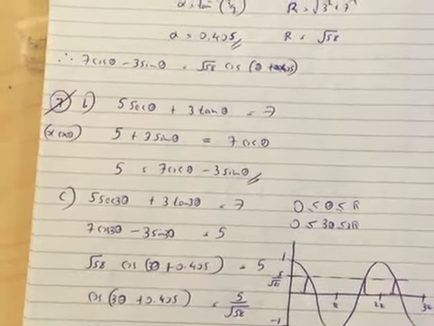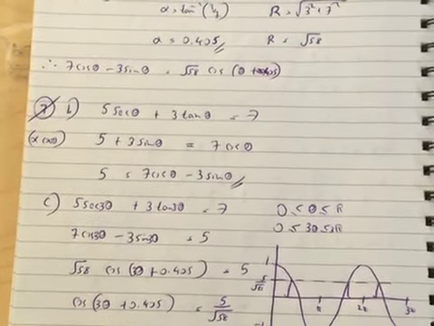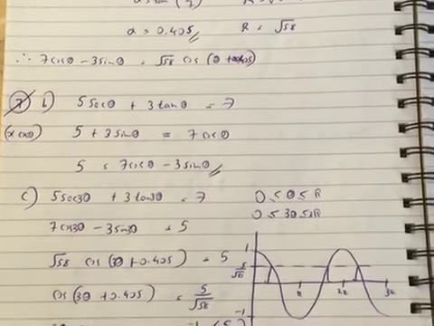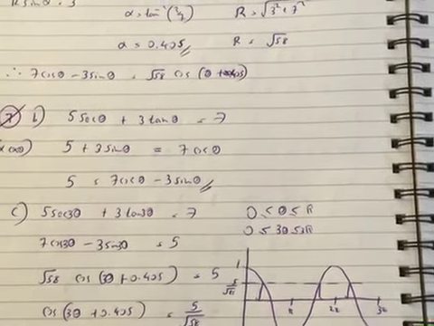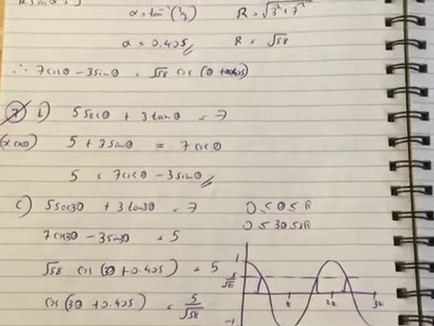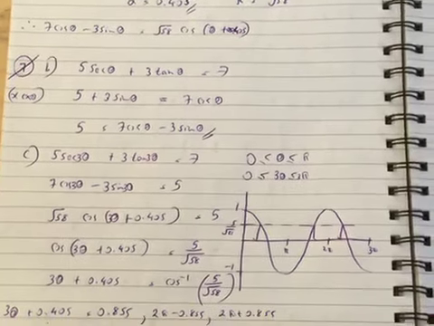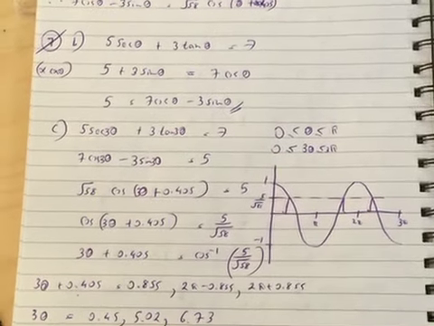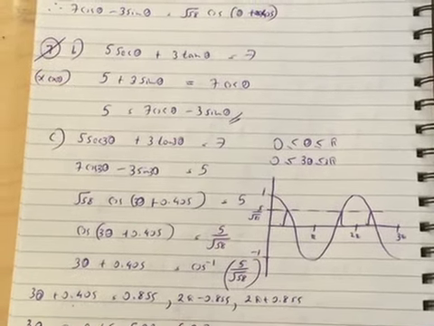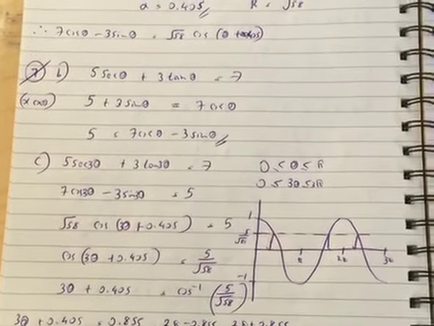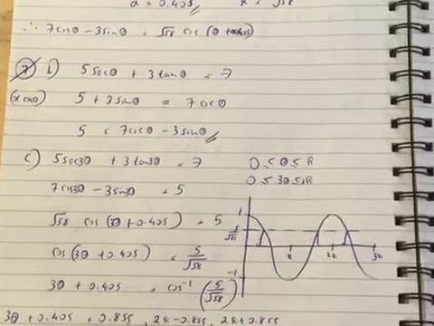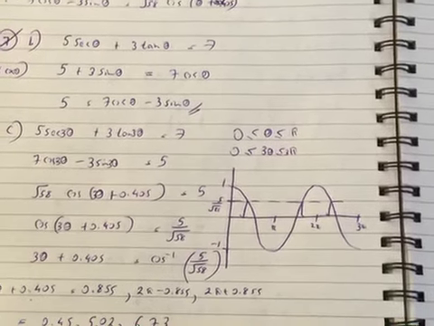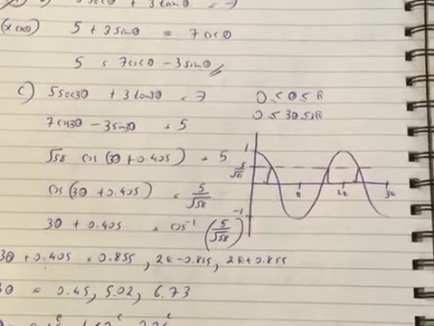And for the proof question, it's very simple. 5 sec theta plus 3 tan theta equals 7. If you multiply everything by cos theta, you get 5 plus 3 sin theta equals 7 cos theta. So 5 equals 7 cos theta minus 3 sin theta, as required. For this question, you've got 5 sec 3 theta plus 3 tan 3 theta equals 7, which is the same as 7 cos 3 theta minus 3 sin 3 theta equals 5. I know in the question it might be 3x, but it doesn't matter, we've got the answers here anyway.